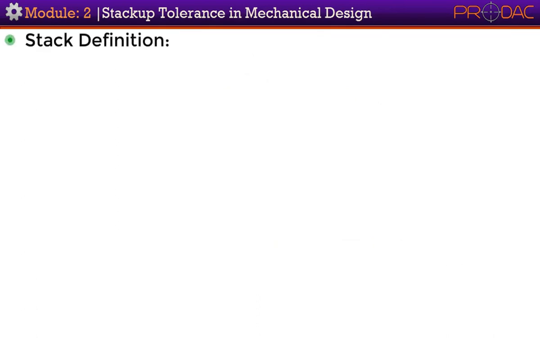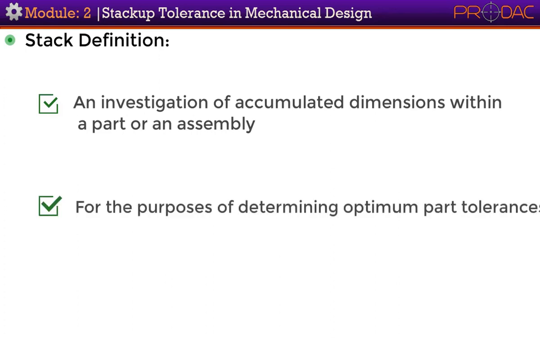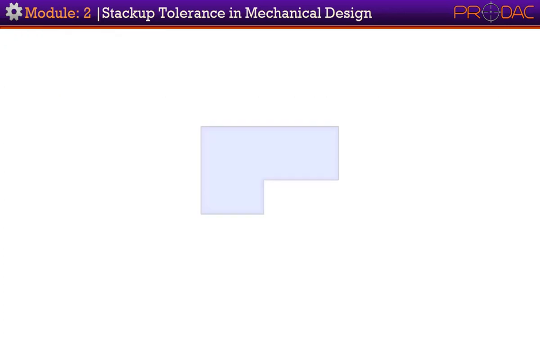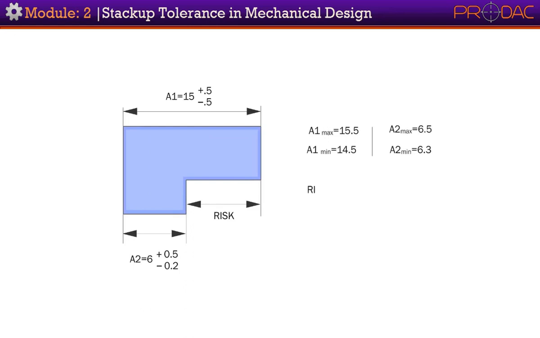So, now we can define stack-up as an investigation of accumulated dimensions within a part or an assembly for the purposes of determining optimum part tolerances. In this drawing, the maximum and minimum of the risk dimension can be calculated by the equation displayed on the screen. This methodology works well here.